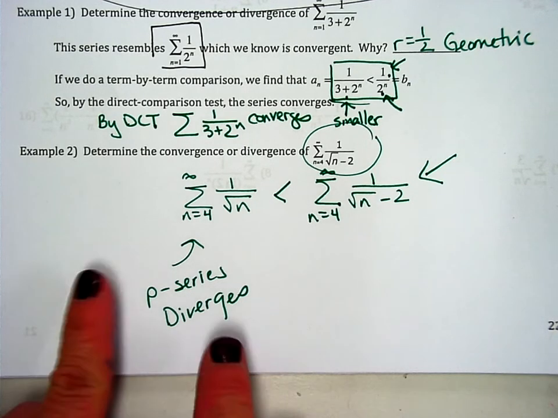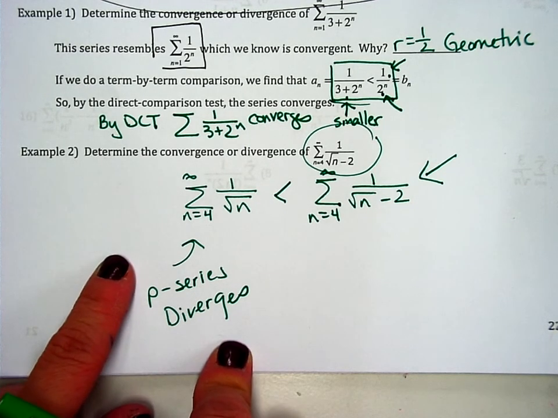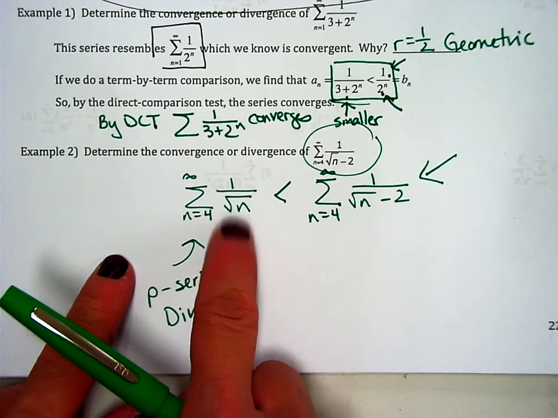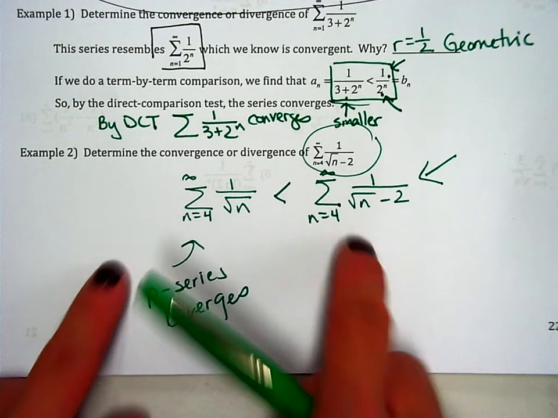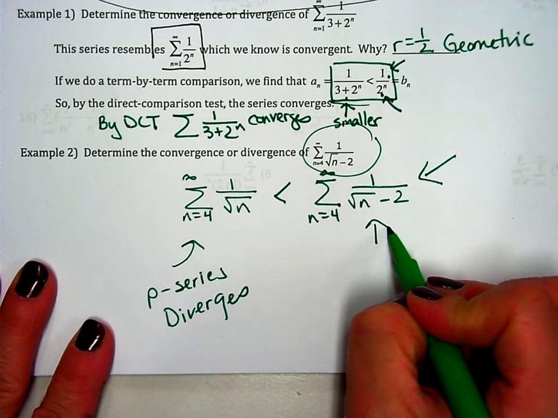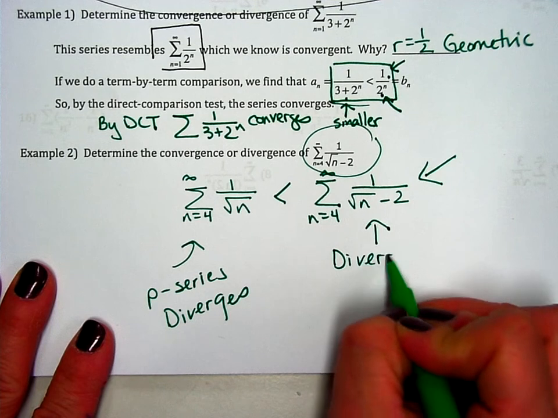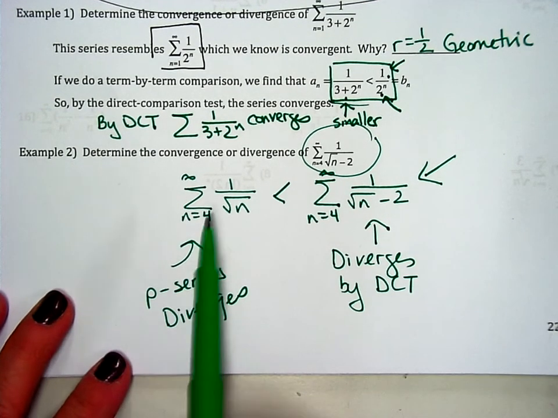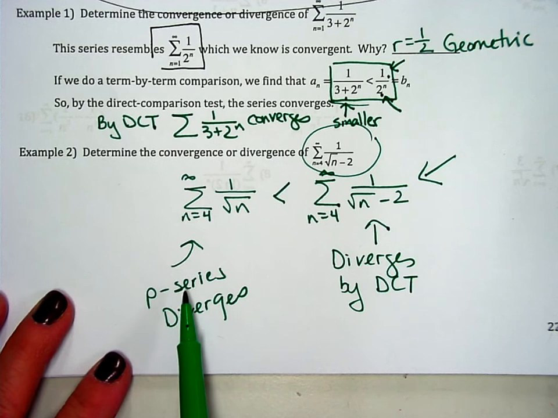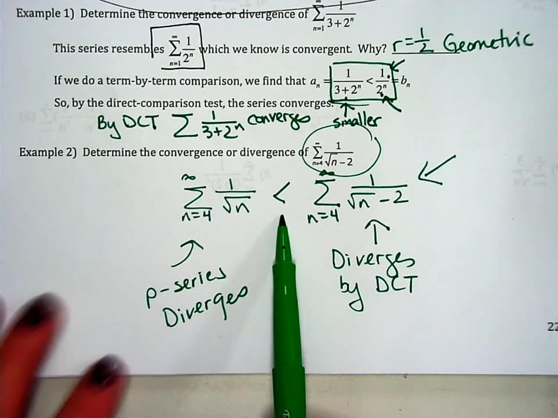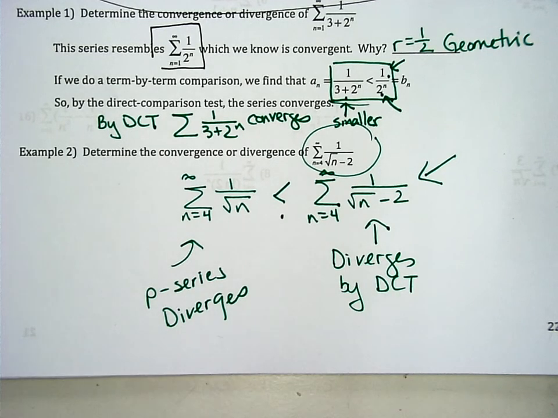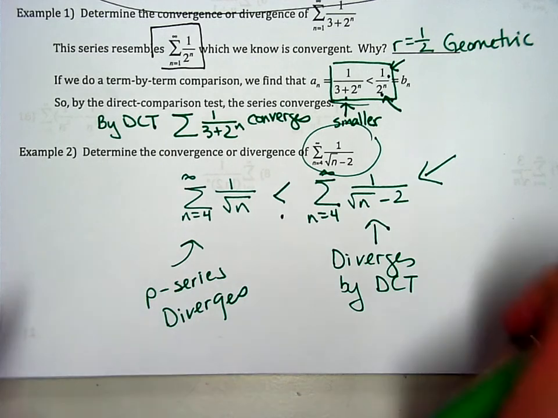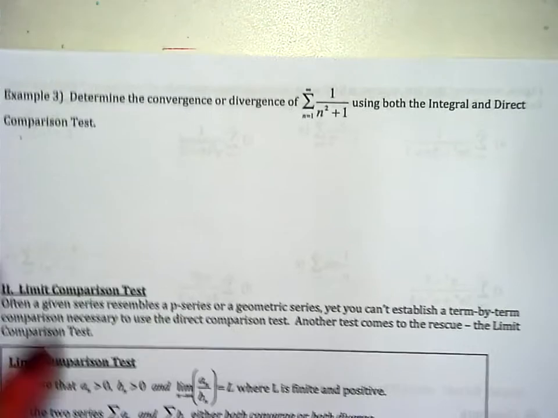So if this is a p-series that diverges, if something small diverges, then you can also conclude that anything bigger than that will also diverge by DCT. And this is the work that you would show. Show me what you're comparing it to, tell me what you know about that series, show me the inequality, and then draw the conclusion about that particular series. Okay, let's do one last example. Let's look at this one.